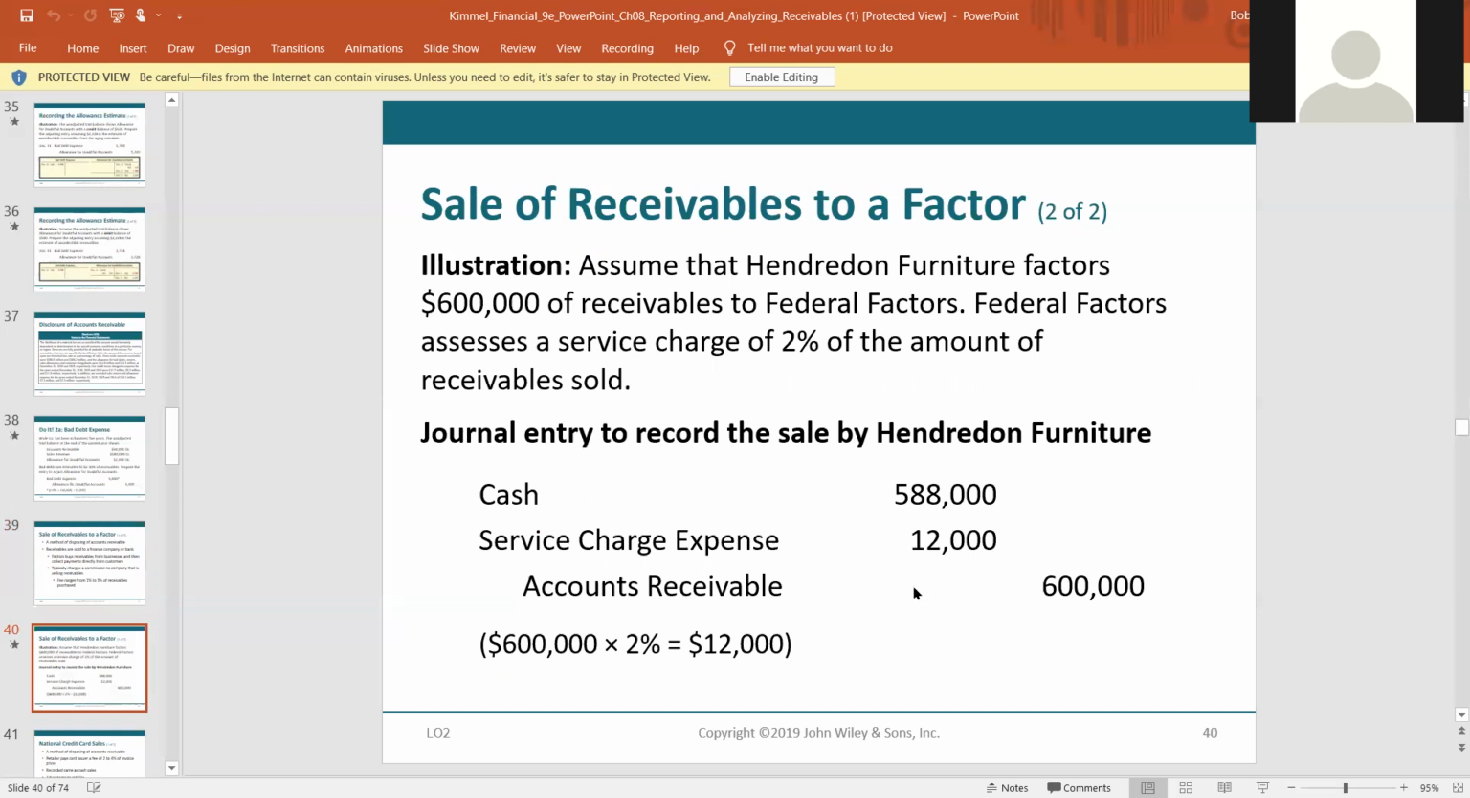Oh, sorry, Laura, excuse me. And the factor says, okay, we'll give you $588,000 in cash right now. So you're happy to get your 588, and you turn those receivables over to the factor, and the factor collects them, and they also collected your $12,000 service charge expense.